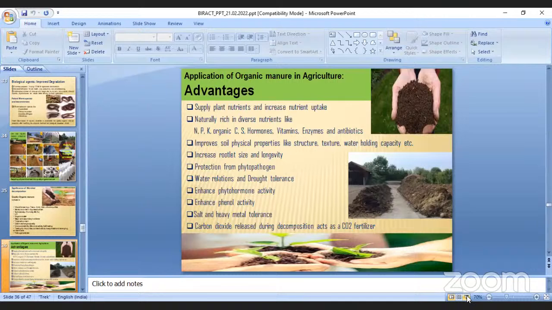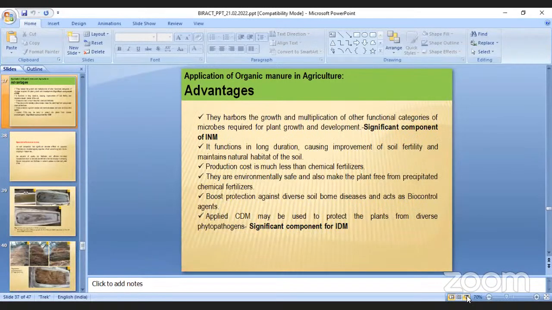Okay, so they play an important role in increasing rootlet size and longevity, and in protection from large numbers of soil-borne phytopathogens. There are a large number of soil-borne pathogens normally in soil, and these can be easily killed by this compost. Then water relations and drought stress. This is one of the most important problems in relation to climate change, drought tolerance. So it is happening now, and compost has an important role in reducing these adverse effects. Then enhanced phytohormone activity, enhanced phenol activity, and a lot more. It also has tremendous applications and is a significant component of INM, integrated nutrient management.